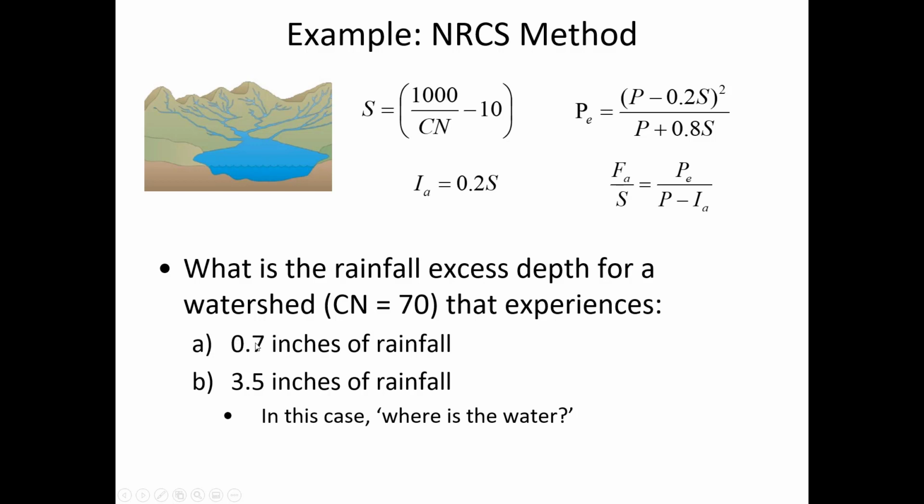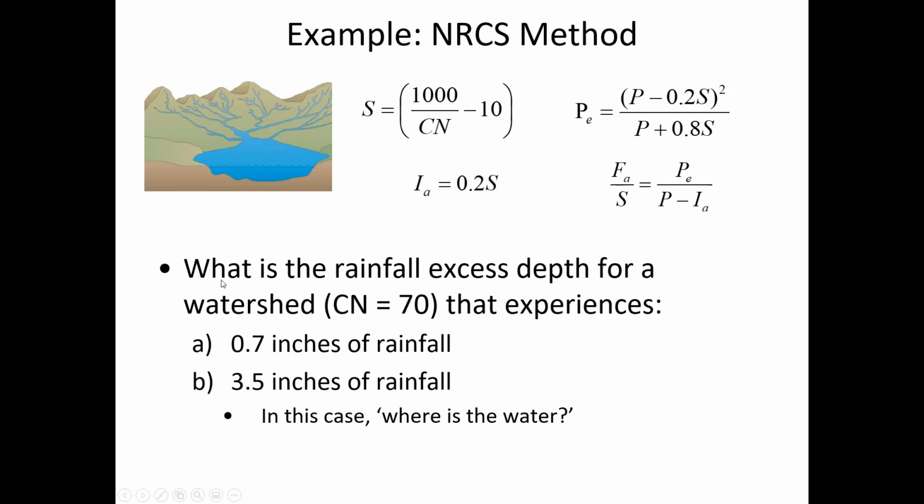The first is if there's 7/10 of an inch of rain in this watershed, which has a curve number of 70. Remember, what we have to do is determine whether the initial abstractions have been satisfied. So this 0.2 times the storage: if the precipitation is less than that, then you don't use the NRCS equation. But if the precipitation amount is greater than 0.2 times storage, then that is when you do use the NRCS equation to predict what will be the runoff depth.